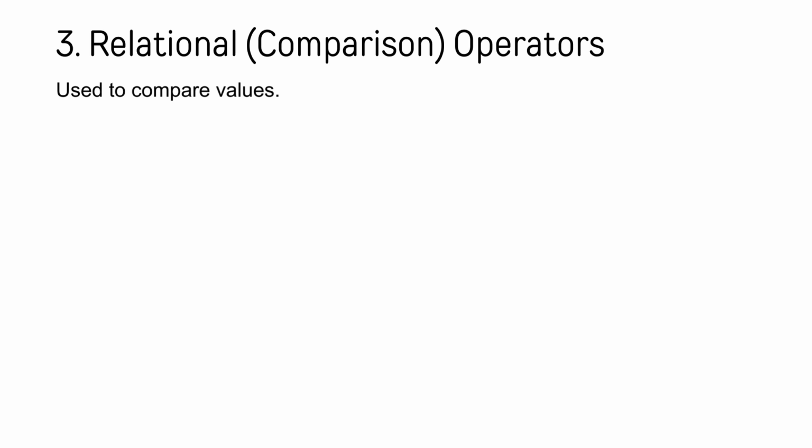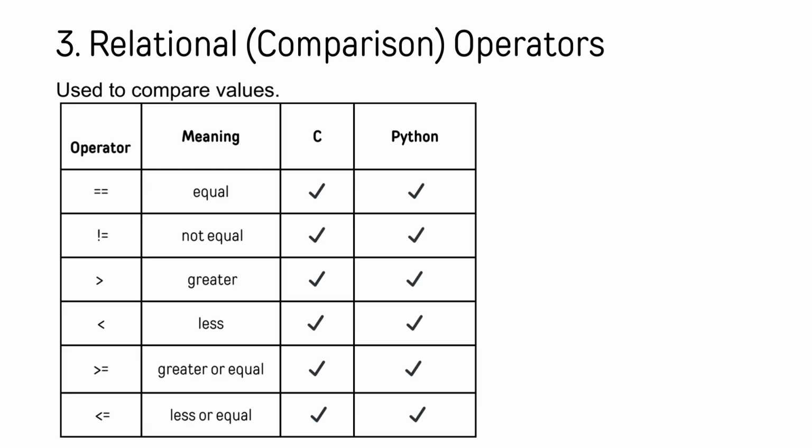Now, let's understand relational operators. Relational operators are used to compare two values, and the result of a relational operation is always either true or false. The first one is equal to, written as double equals. It checks whether two values are exactly the same. The second one is not equal to. It checks whether two values are different.